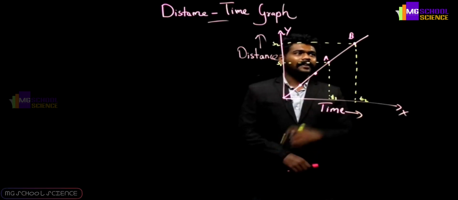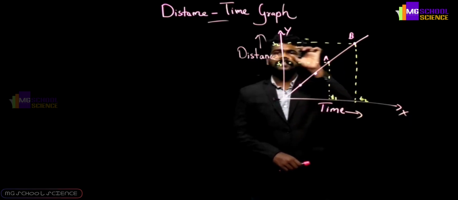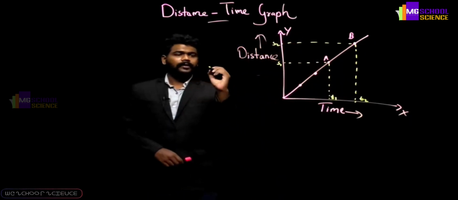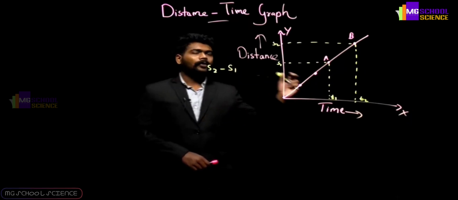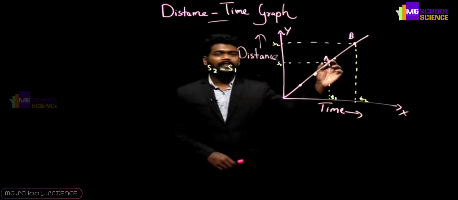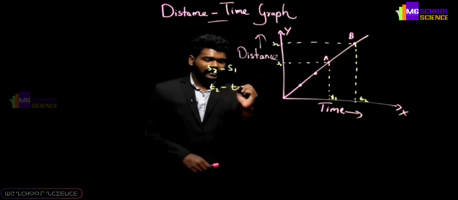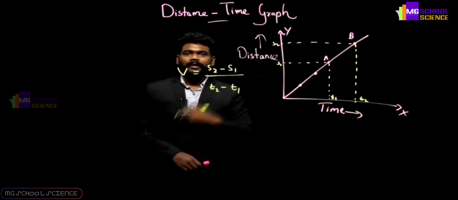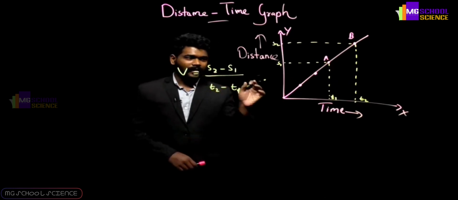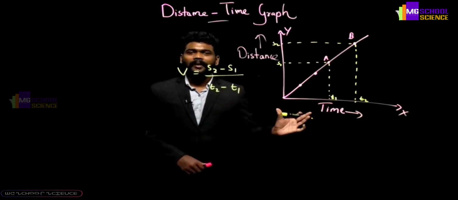Now, we know that if the object is traveling from A to B, then the distance covered will be what? S2 minus S1. And what will be the time that it takes to cover this distance? It will be T2 minus T1. We know that velocity is nothing but distance covered by time taken. Therefore, from the graph, you can derive the velocity that the graph represents.